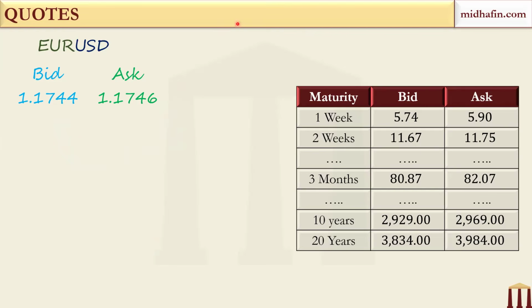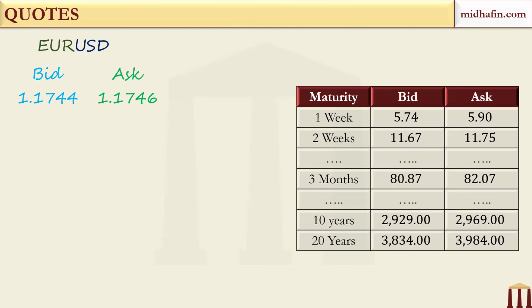What is bid? Bid is the price at which you can buy or sell. There are 2 perspectives. Let's say you are the broker and I am the investor. So from my perspective, what is the buying price for me? To buy 1 euro, I have to pay 1.1746. Correct. I have to pay the ask price. So ask is the buying price for me and bid is the selling price for me. So you can see there is a bid ask spread. There is always a difference.